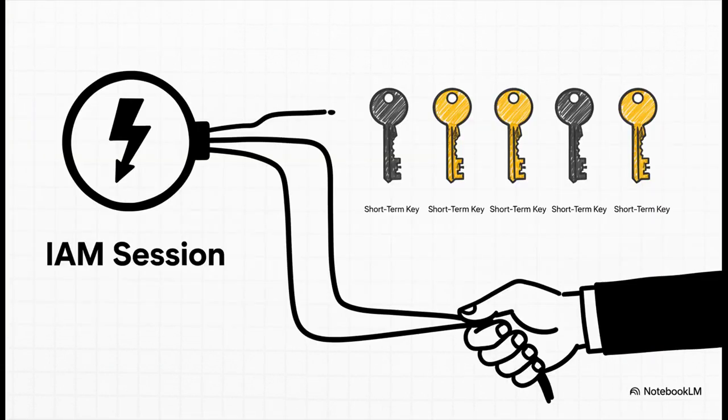Now, for the contractor badge, that secure short-term key, the approach is totally different. Since the key is just temporary and gets its power from a session, you don't even manage the key itself. Instead, you go to the source. You invalidate the IAM session that created it. That effectively pulls the plug on that key and any others from that same session.